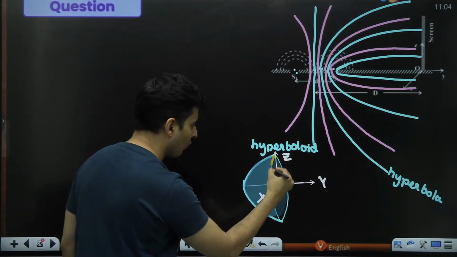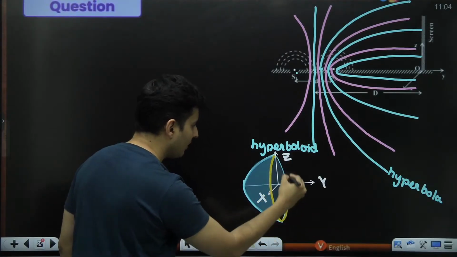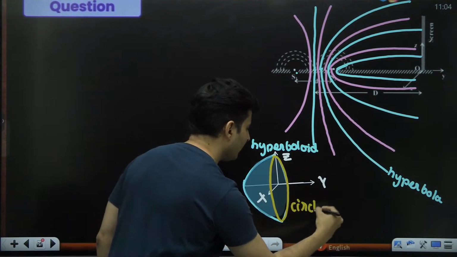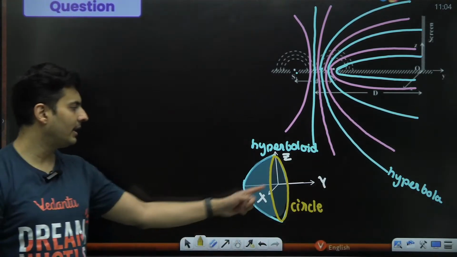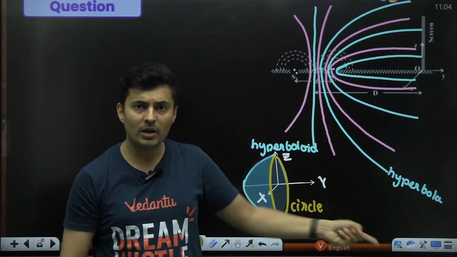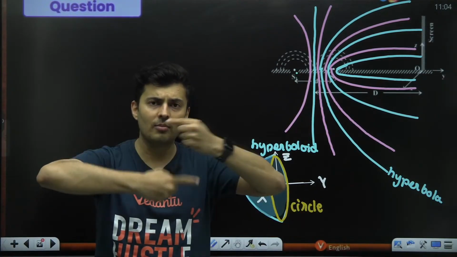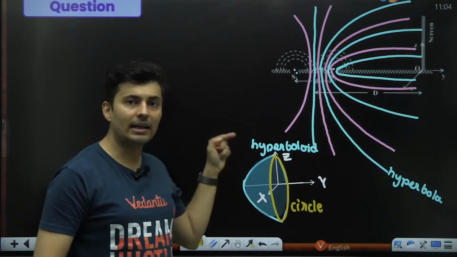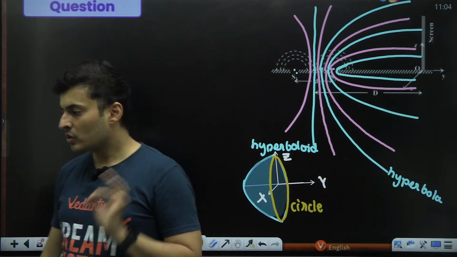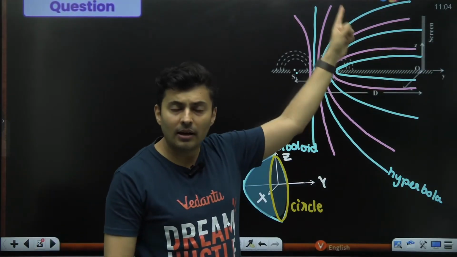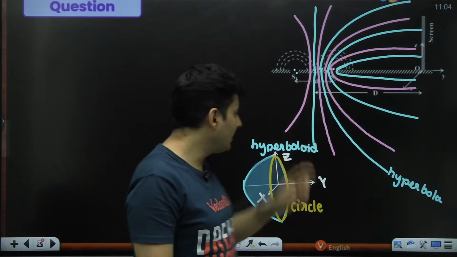So as you can see, in the xz plane, what is it cutting like? It is cutting like a circle in the xz plane, which is basically the screen. So all these hyperbolas, when rotated, become hyperboloids. When they actually end up cutting the screen, they cut it like circles. So you will have a bright circle, a dark circle, again a bright circle, again a dark circle.